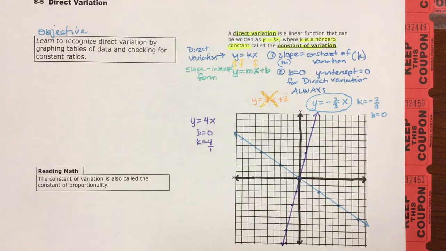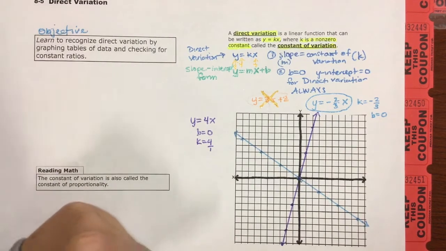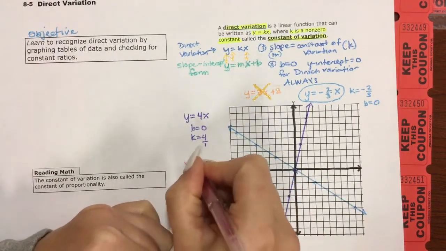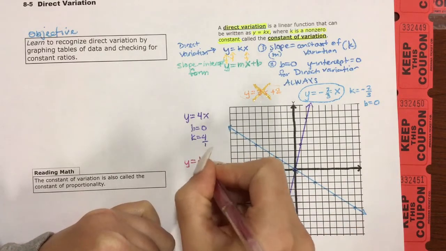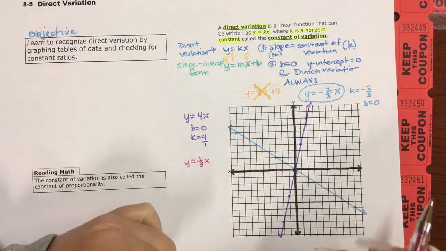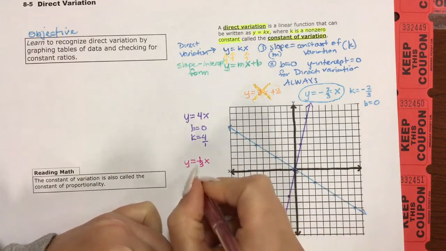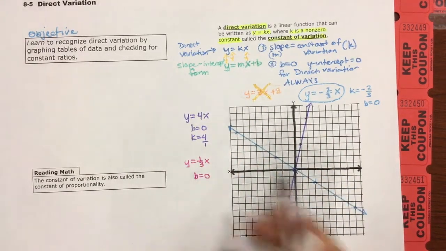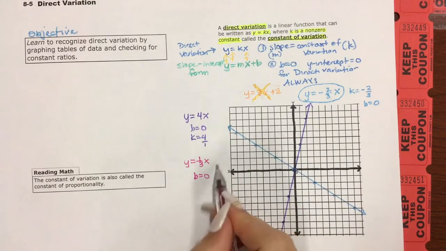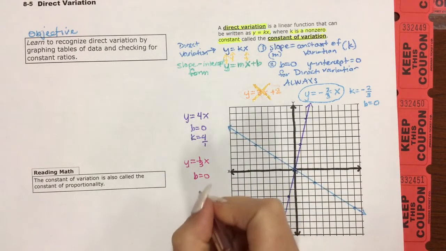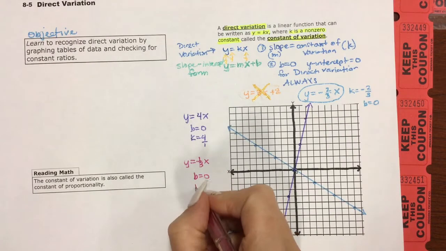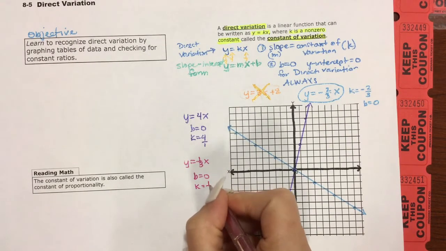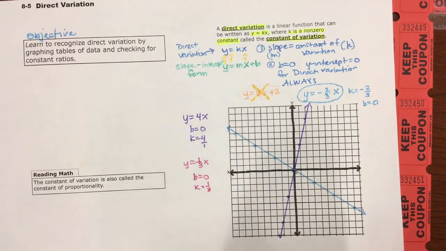Okay, let's do one more. How about y equals 1/3 x. Here there is no y-intercept, so our y-intercept is 0, which is what we need for a direct variation. There's no number on the outside, so our y-intercept is 0. And then our slope, or our k, is equal to 1/3, the number in front of the x.